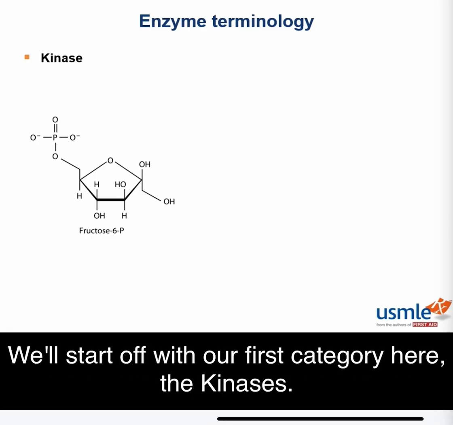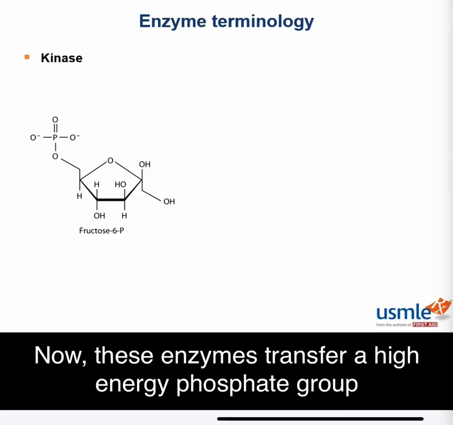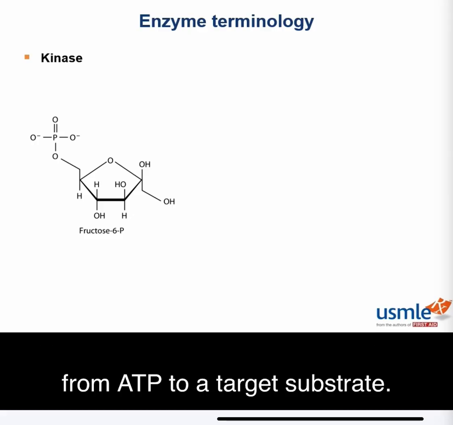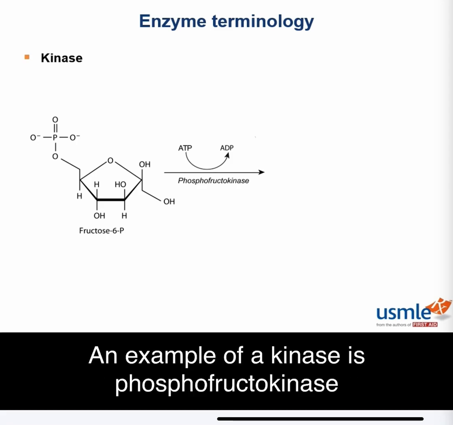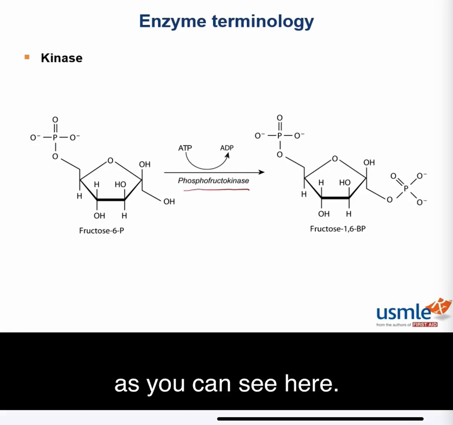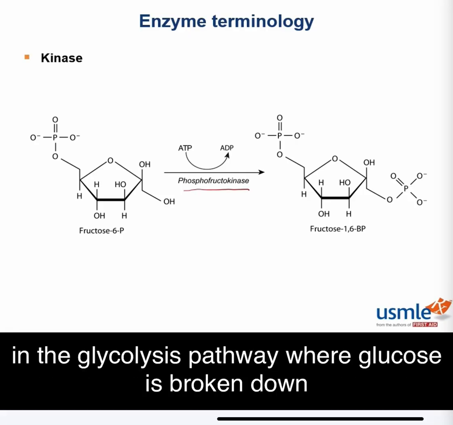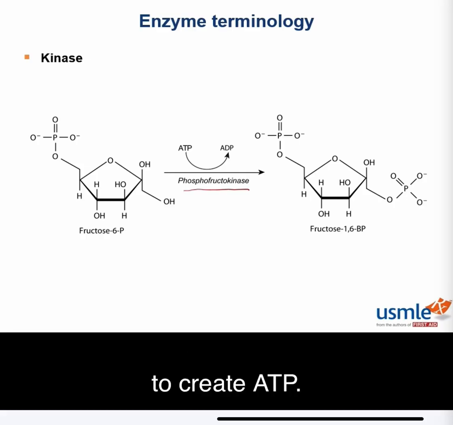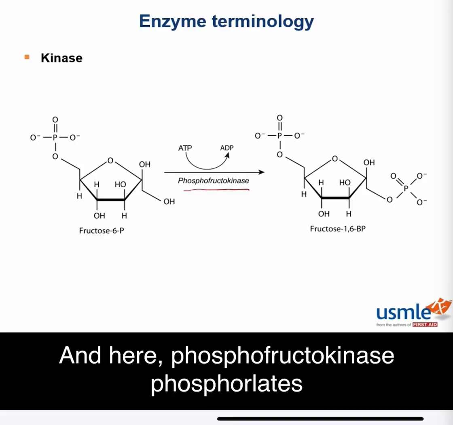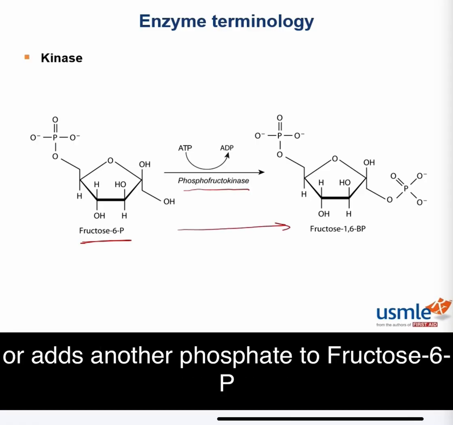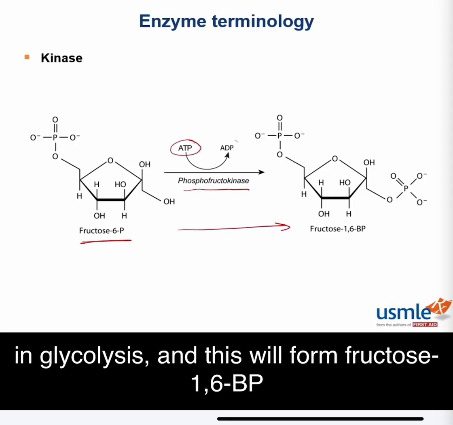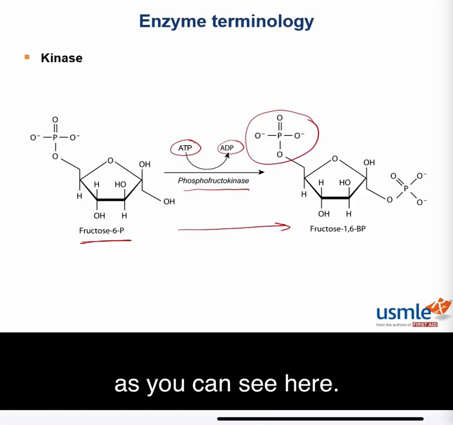We'll start off with our first category here, the kinases. Now these enzymes transfer a high energy phosphate group from ATP to a target substrate. An example of a kinase is phosphofructokinase, as you can see here. Now you can find phosphofructokinase in the glycolysis pathway, where glucose is broken down to create ATP. And here, phosphofructokinase phosphorylates or adds another phosphate to fructose 6-phosphate in glycolysis. And this will form fructose 1,6-bisphosphate, as you can see here.